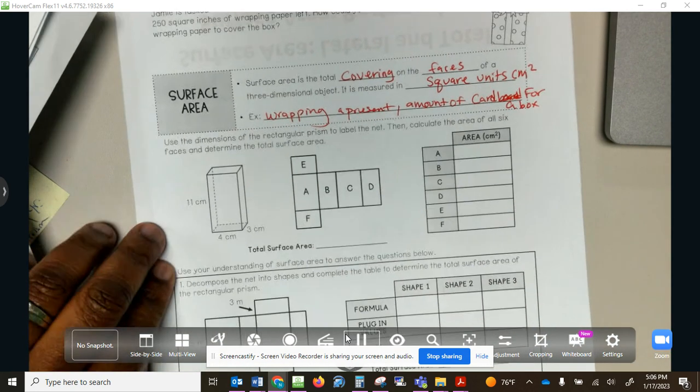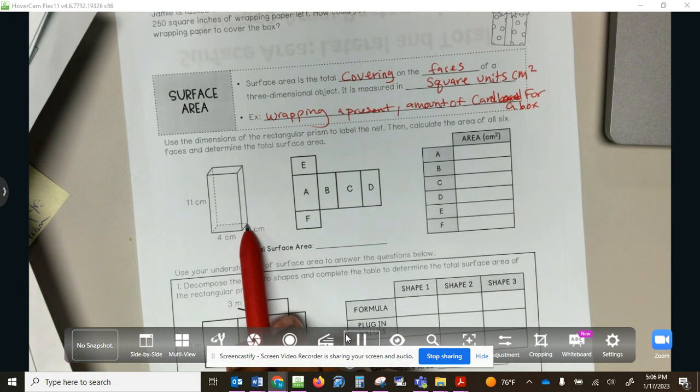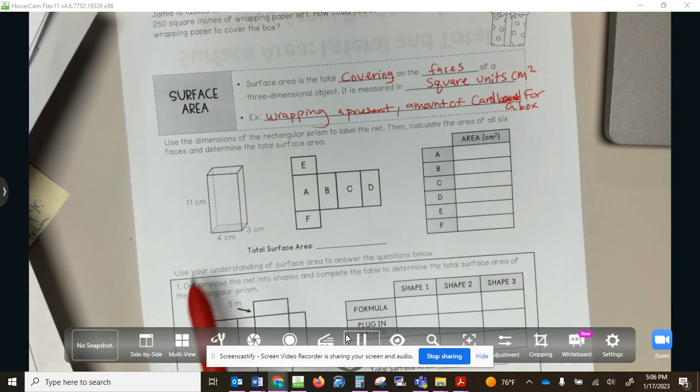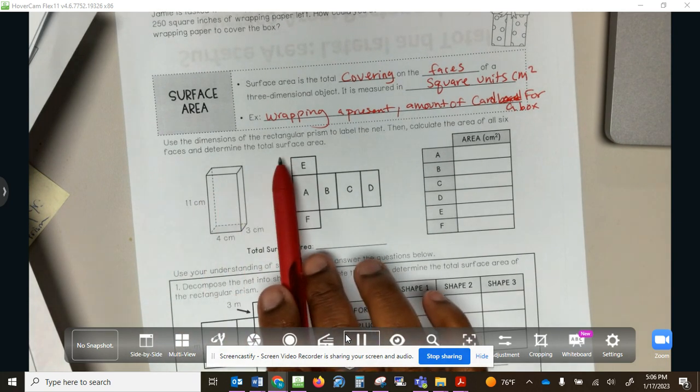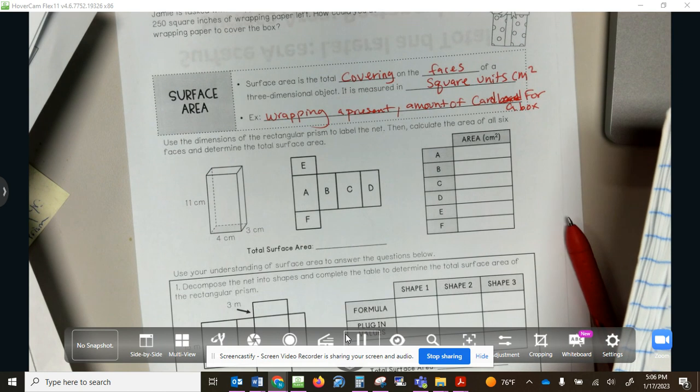All right, let's jump right on in. So we're going to use the dimensions of this rectangular prism to label the net, then calculate the area of all 6 faces and determine the total surface area. Well, remember yesterday we made our pieces. We cut out our parts. So for those that need the visual representation, you can definitely pull those out. I'm going to pull mine out here.